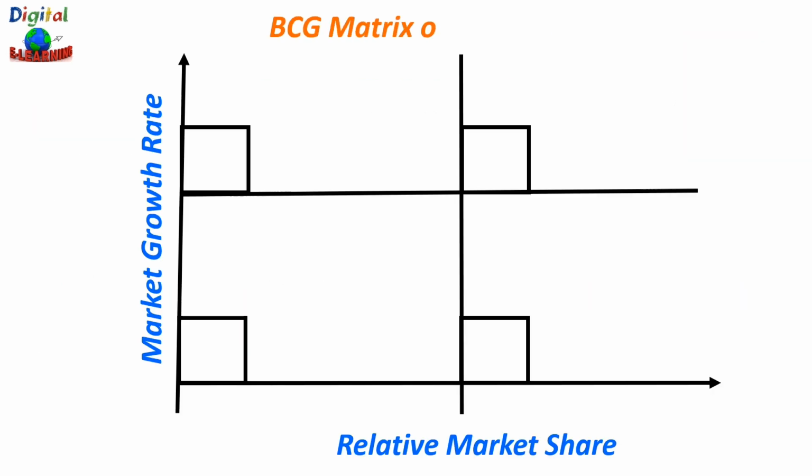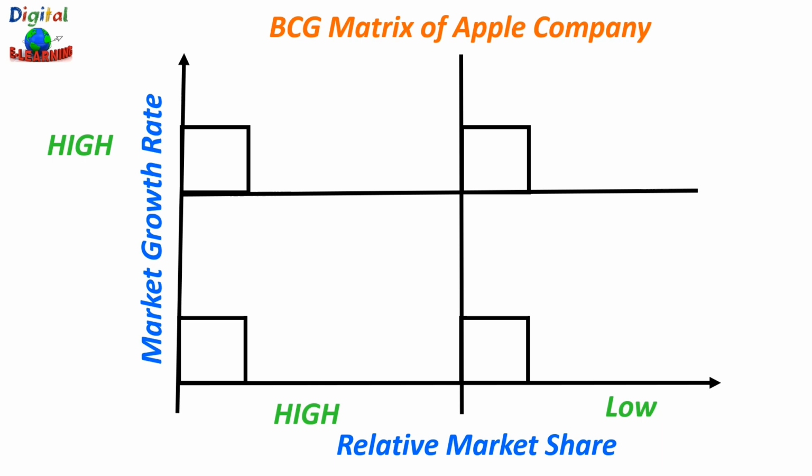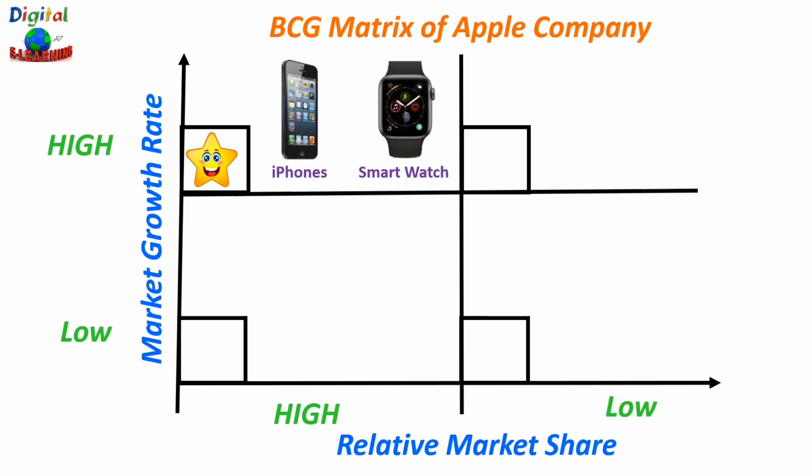Let us look at the BCG matrix for Apple company. We are divided into four quadrants with relatively high market share and low market share, high market growth rate and low market growth rate. Now let us look at who are the stars of the Apple company. One is the iPhone and second is the smartwatch.